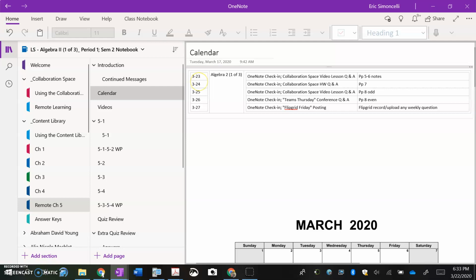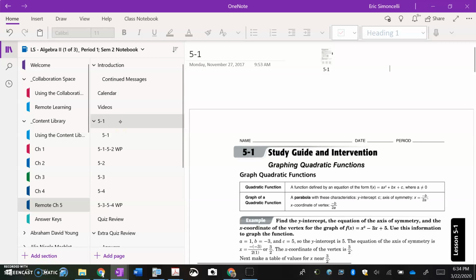You can see here for today, for example, we're going to be doing our check-in, which is really just looking at it and seeing what's going on. Collaboration space, video lesson with Q&A included. I'm going to give you a lesson in section 5.1 today. I'm going to show you where you can give me a set of questions and answers with regards to my notes. Today we're pretty much just going to go through the process of taking notes, and on pages 5 and 6 we'll get through as much as we can. So without further ado, here's section 5.1.